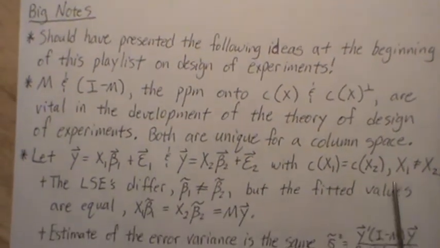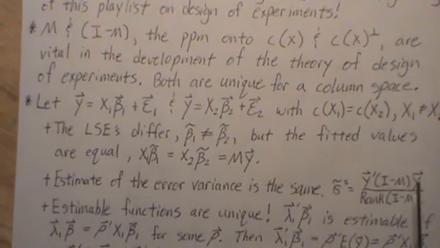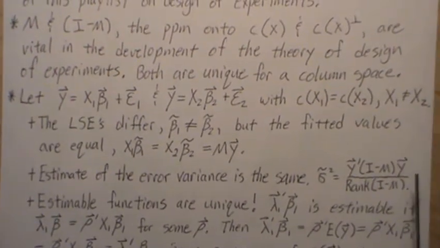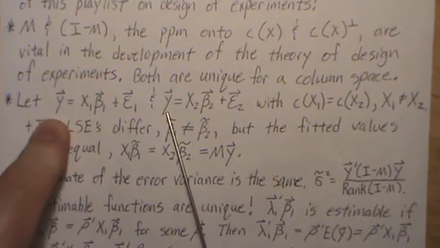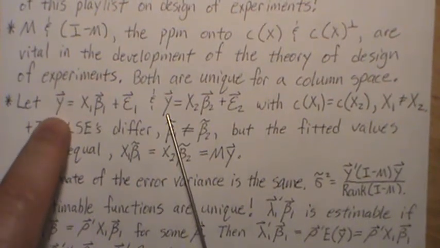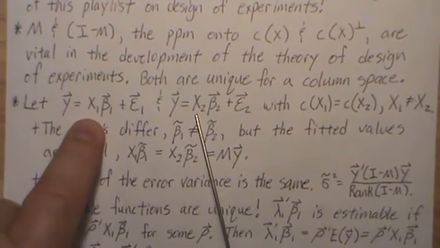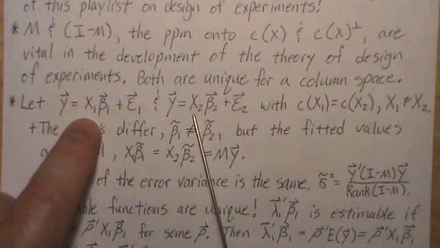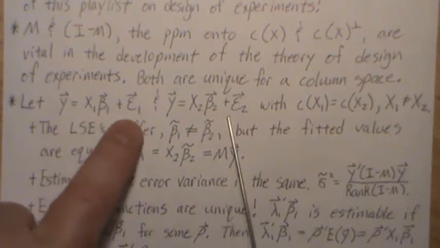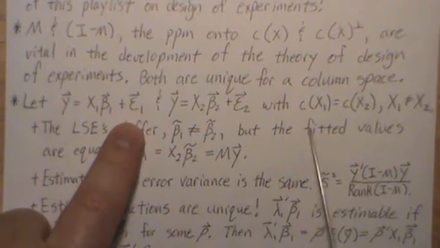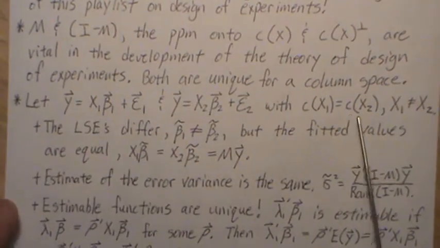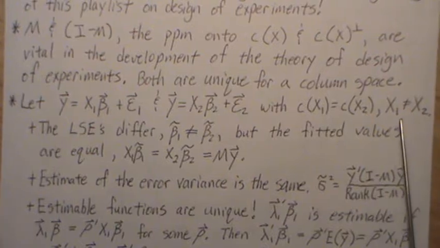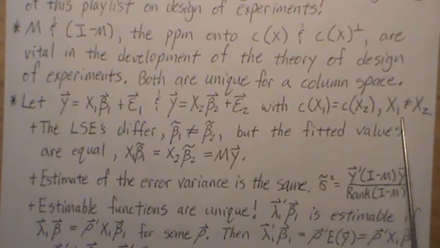And the next bullet here hopefully will drive that point home. So let's say we have two models. Now notice the y vectors are 100% the same, but the X matrices are different. And we have β1, β2, ε1, ε2. Now, the column spaces of X1 and X2 are identical, but the actual matrices are different.